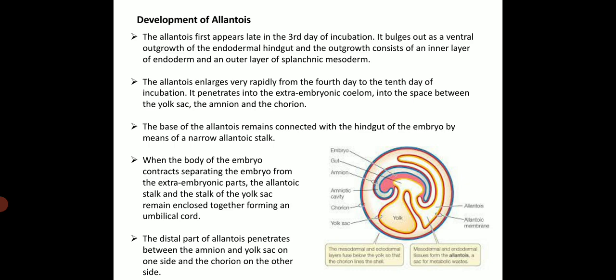The base of the allantois remains connected with the hindgut of the embryo by means of a narrow allantoic stalk. When the body of the embryo starts to contract, separating the embryo from the extra-embryonic parts, the allantoic stalk and the stalk of the yolk sac remain close together, and that will form the umbilical cord. The distal part of the allantois penetrates between the amnion and the yolk sac on one side and the chorion on the other side.